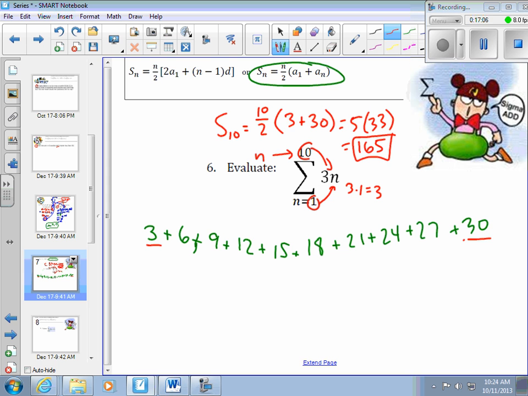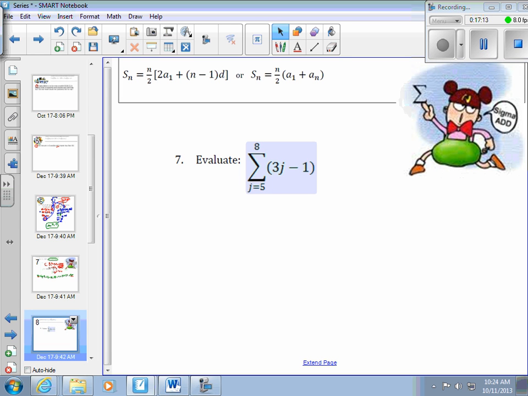Okay. All right. We'll take a look at some more of those tomorrow. See if you can try and figure out number 7 for tomorrow.